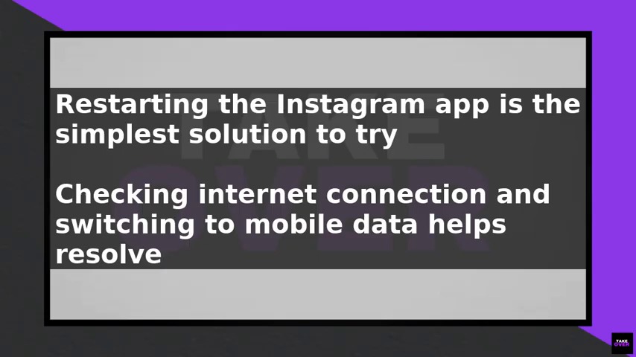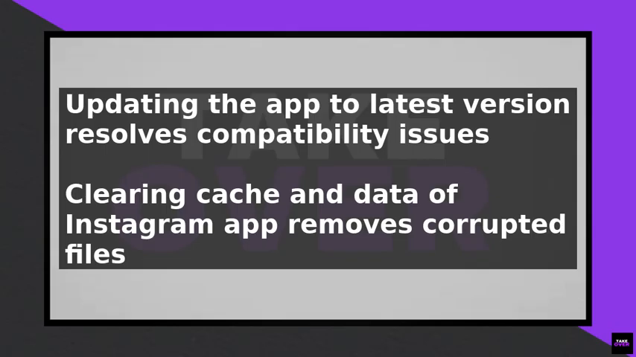If you are using an Android device, clear the cache and data of the Instagram app. Go to Settings, then Apps, and select Instagram. Click on Clear Cache and Clear Data to remove any corrupted files that may be causing the issue.